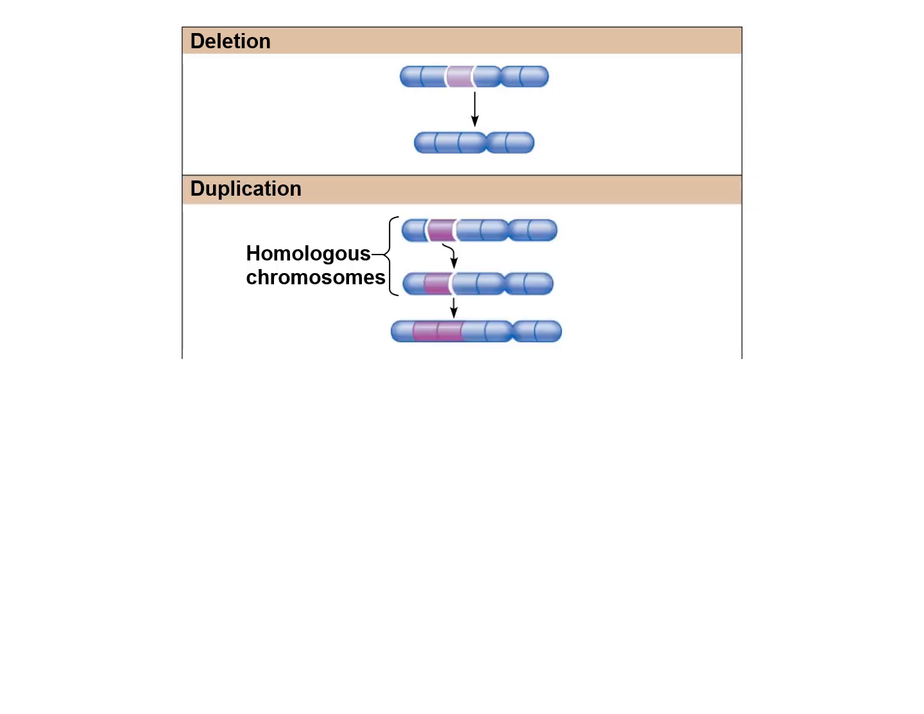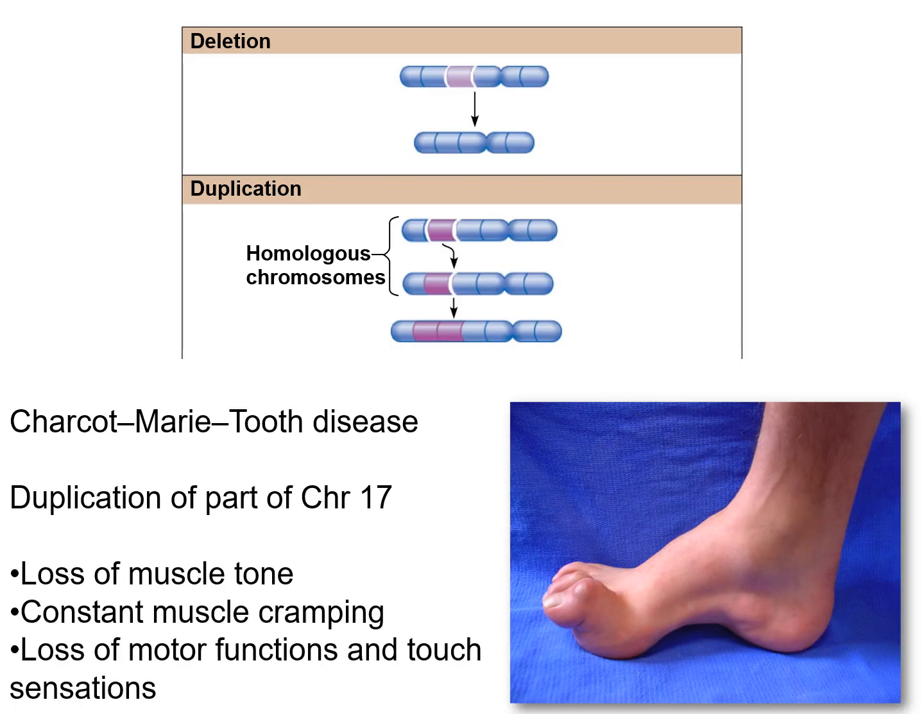Another rearrangement is duplication. This is also what it sounds like. A portion of a chromosome is copied, creating a duplicate of it on the chromosome. An example of a disorder caused by duplication is Charcot-Marie-Tooth disease. This is a duplication of part of chromosome 17. It results in a loss of muscle tone, constant muscle cramping, and loss of motor functions, and it is incredibly painful. You can see the tensed muscles that cannot relax in the foot to the right.